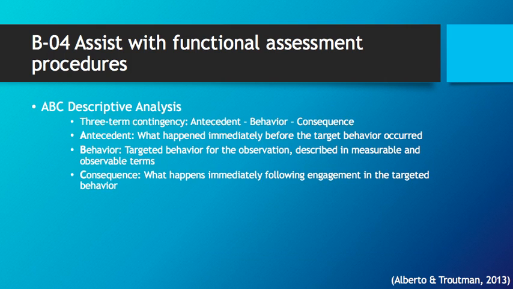The ABC descriptive analysis documents the contingencies in which the problem behavior comes in contact with. The A stands for antecedent. These are events that happen immediately before the target behavior occurred. The B stands for behavior. This is where we describe the behavior that occurred and its topography. The C stands for consequence. This is what happens immediately following engagement in the target behavior.